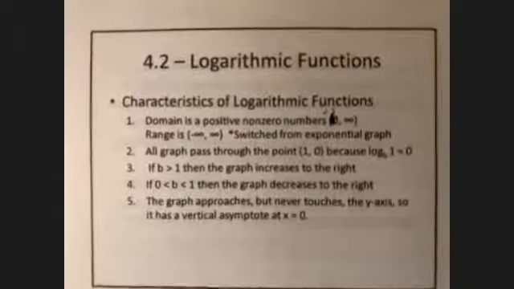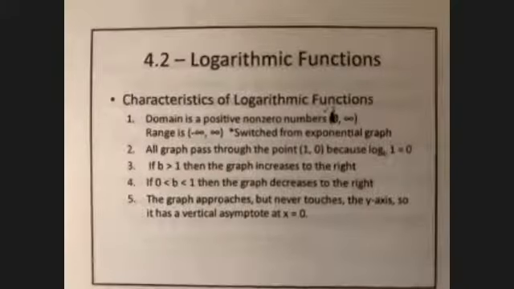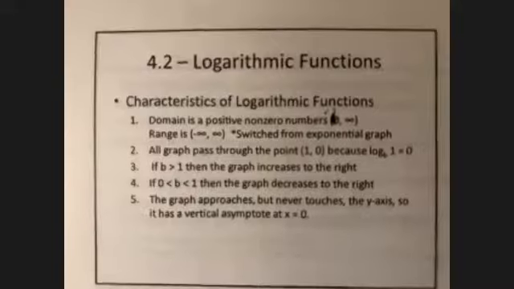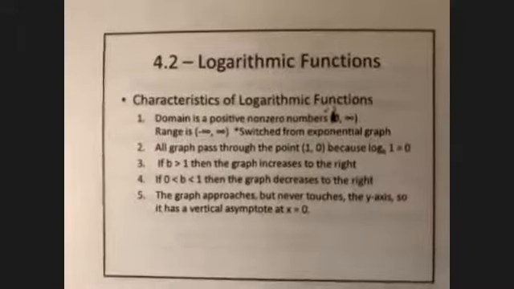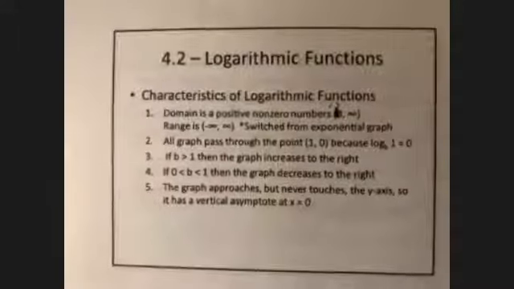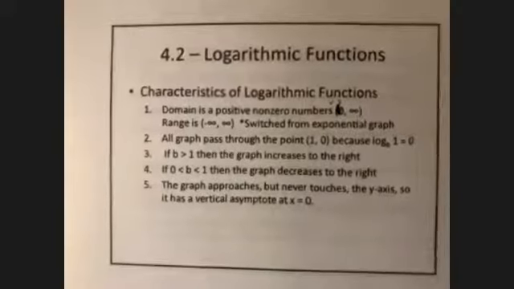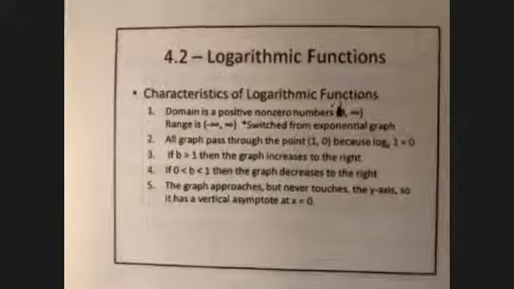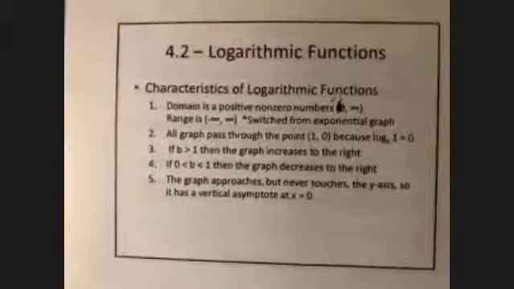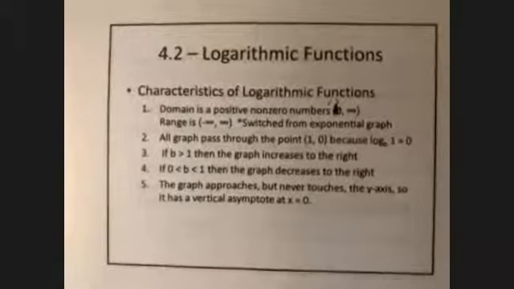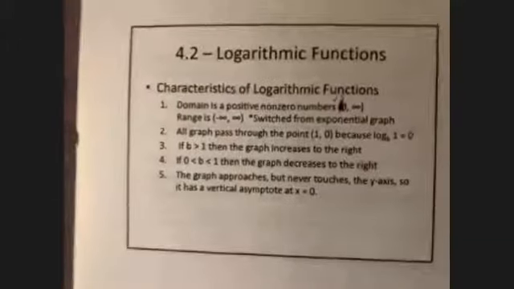These next two are the same. If b is greater than 1, then it increases as you go to the right. If the base is between 0 and 1, it decreases as it goes to the right. And the graph approaches but never touches the y-axis, so it has a vertical asymptote at x equals 0. Last time we had a set of these, there were 6, and it talked about the inverse function. We do not talk about inverses of inverses because that sends us back.